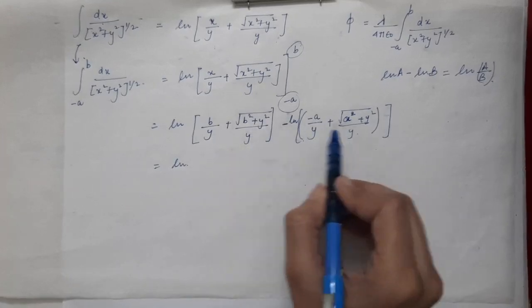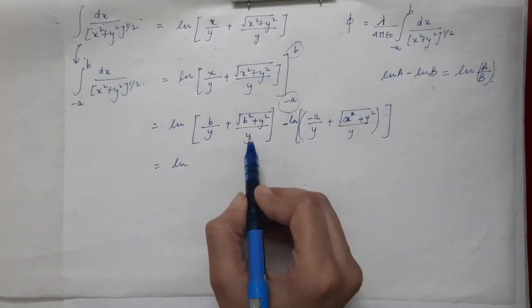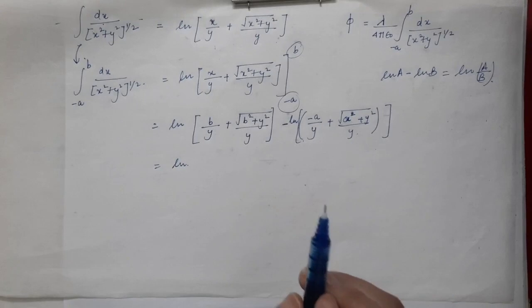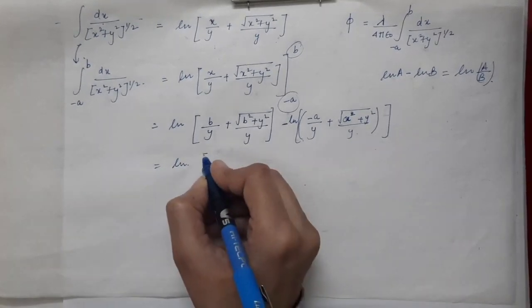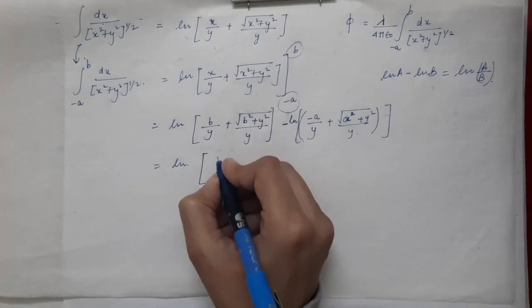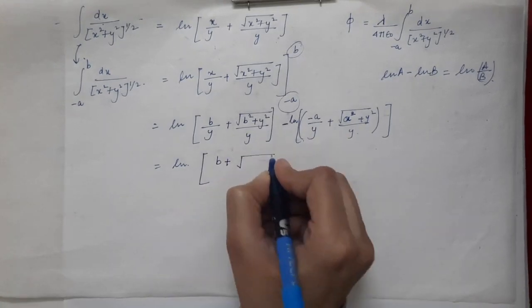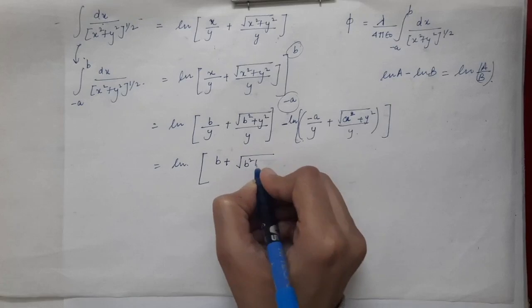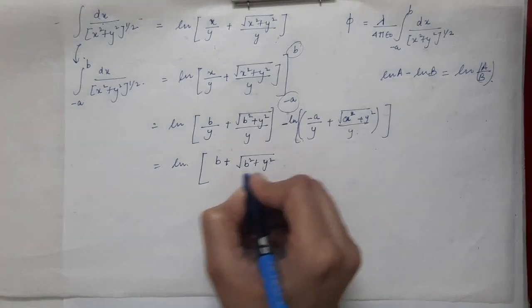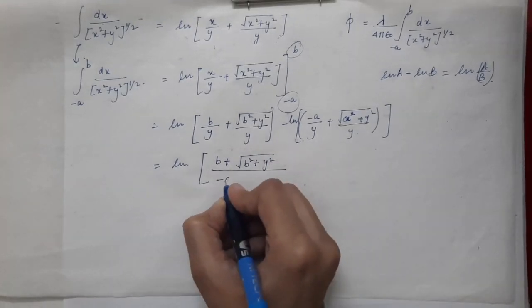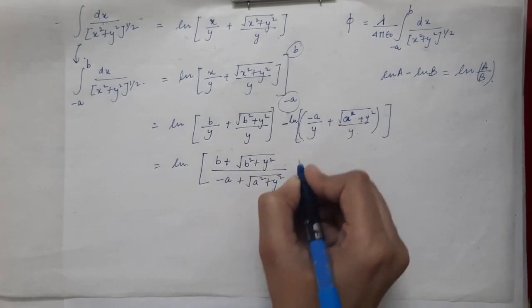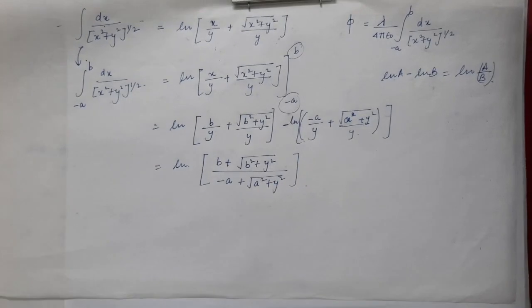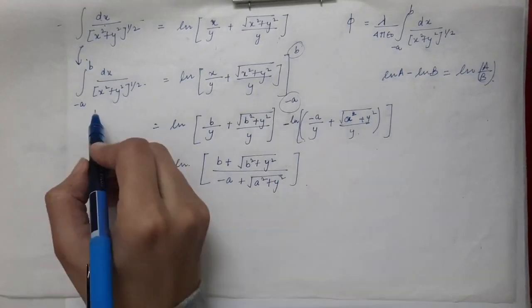And when you divide these two expressions, you will see that this y is common in all the terms, so this y will cancel. So you will just get natural log of b plus under root of b square plus y square divided by minus a plus under root of a square plus y square. So here you have found out this particular integral.